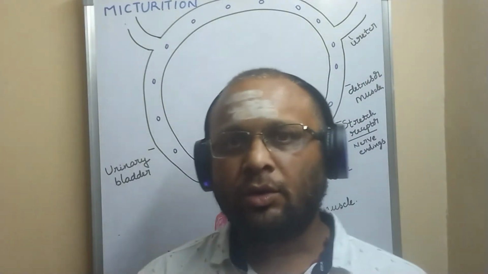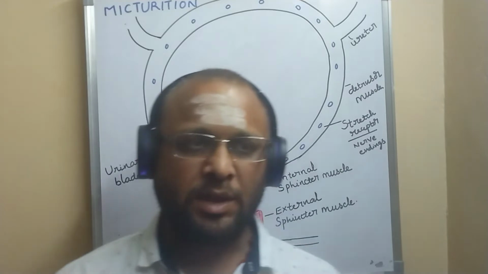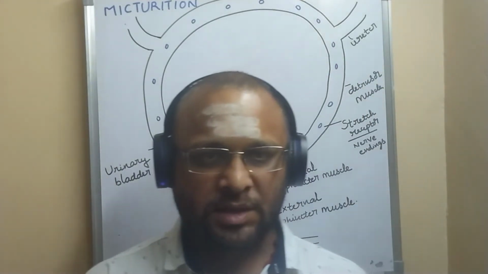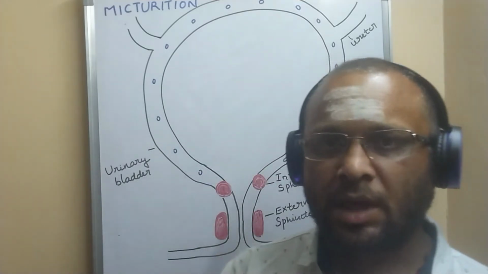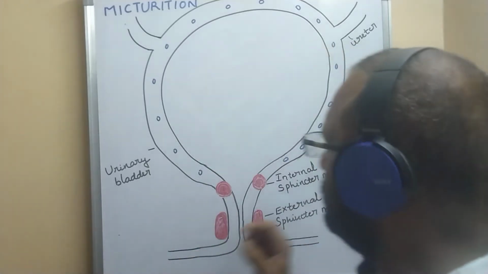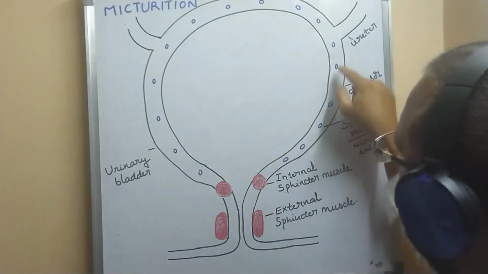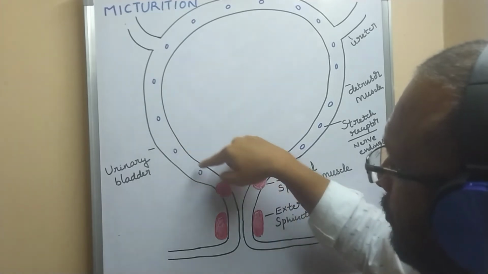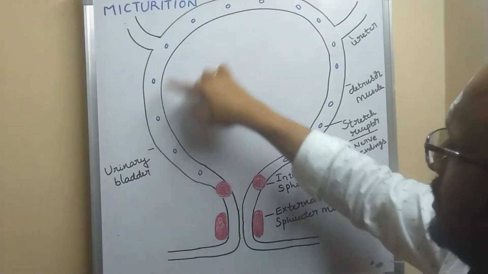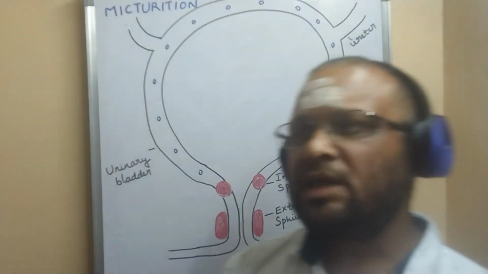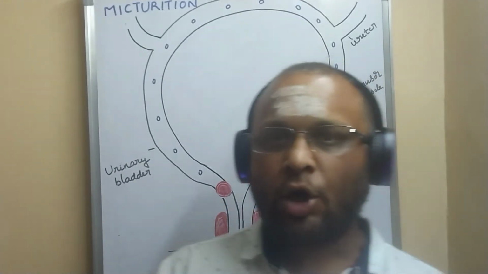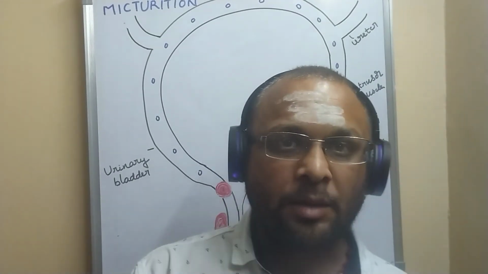We have to know about some of the important muscles which are involved in this micturition. What are those muscles? The first muscle is the detrusor muscle. Where is this detrusor muscle? The detrusor muscle is present in the walls of the urinary bladder. What is the function of this detrusor muscle? It helps in contracting the urinary bladder and helps in the urination.